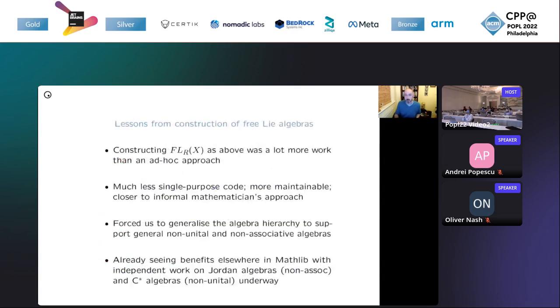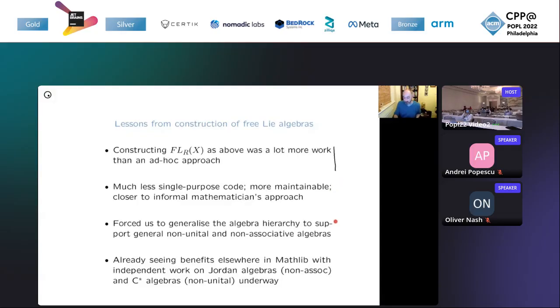So, okay, there was a bit of work, mostly in universal algebra. We constructed the free Lie algebra. What were the lessons? Well, the route that we took was a lot more work than sort of a one-off ad hoc approach we could have taken. It was, in principle, better because it was less single-use code, it was more maintainable, it's closer to what the informal mathematician would do.